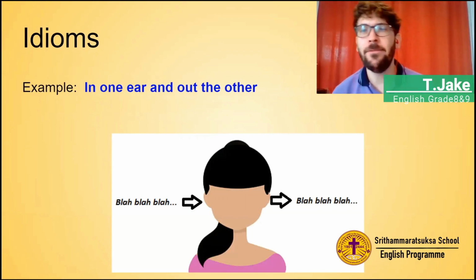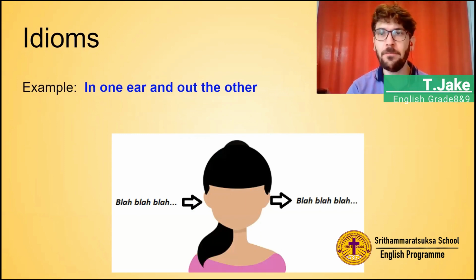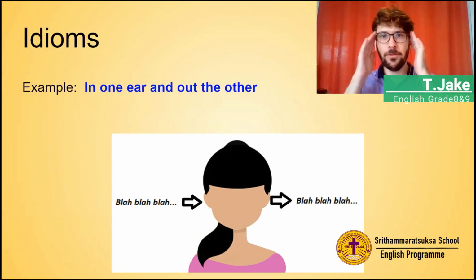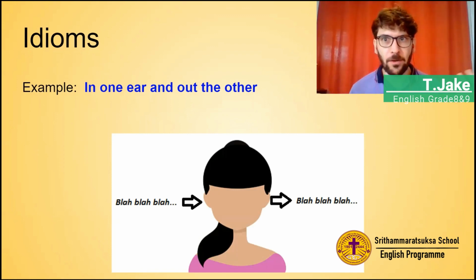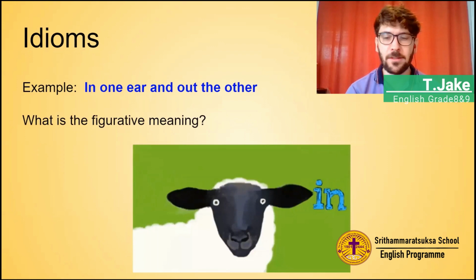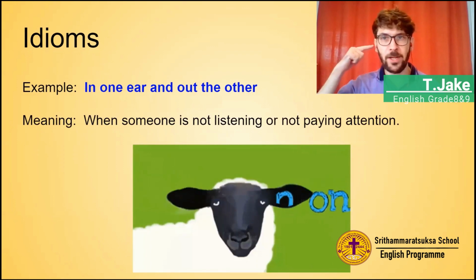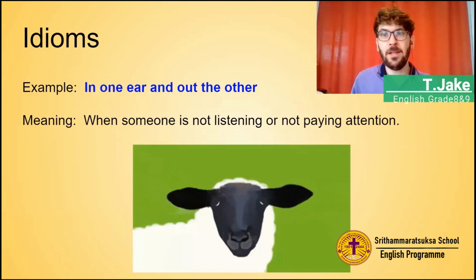Here's another one that you may have heard before, maybe in my classroom: in one ear and out the other. So when something goes in one ear and then out the other, what does that mean? It's very simple. It's not about something going through your brain. You're not using an arrow to go inside your brain, obviously. So what's the figurative meaning of this? Yeah, as if you're not listening. If I'm talking to you and the words are going in one ear and out the other, it means you've not been listening, or you're distracted, or you're not paying attention, okay?